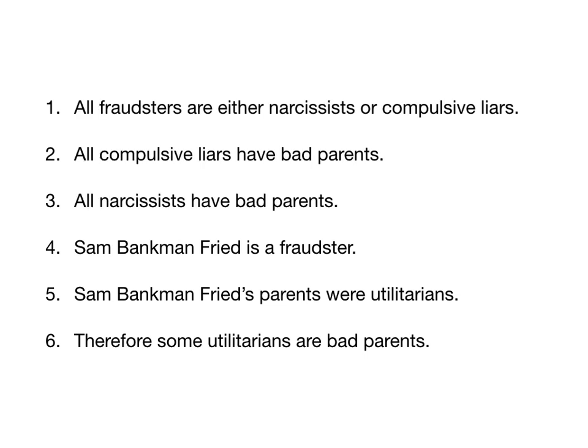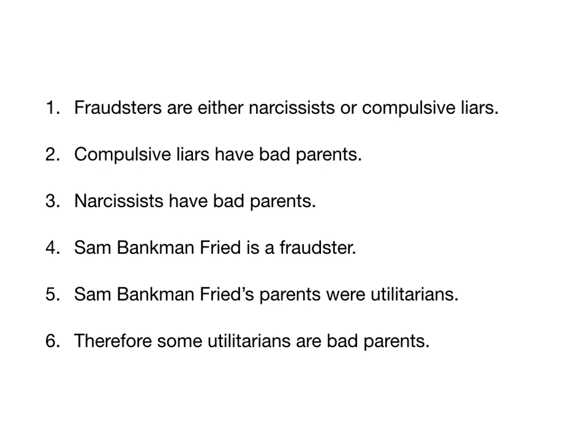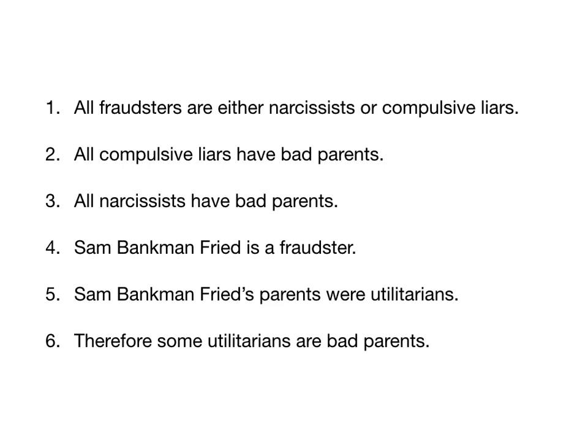Well, first, let's tidy up the argument to use this all-some language that we've been using. This is a form of all-some statement. Somebody says fraudsters are narcissists or compulsive liars. Compulsive liars have bad parents. Narcissists have bad parents. They're making these categorical statements. They're saying something about, that means, all of these people are like this. All fraudsters are narcissists or compulsive liars. All compulsive liars have bad parents. All narcissists have bad parents.